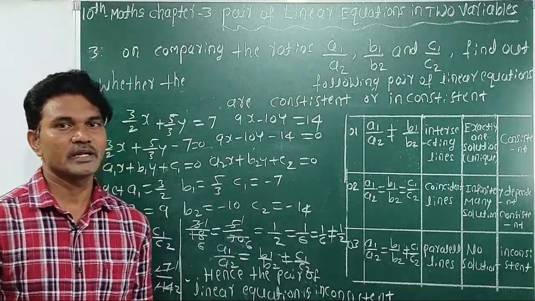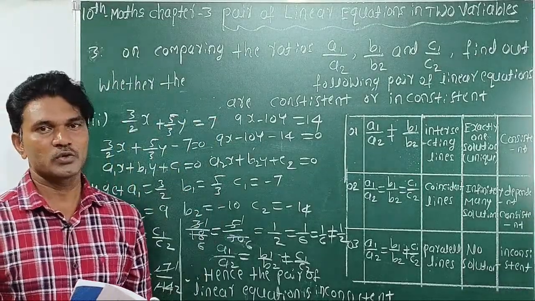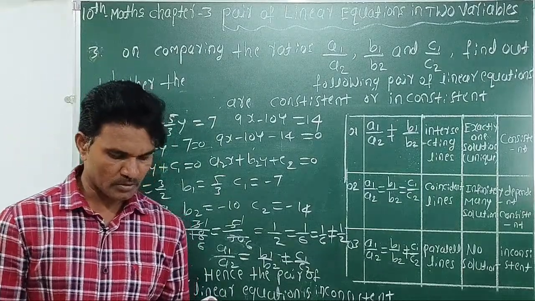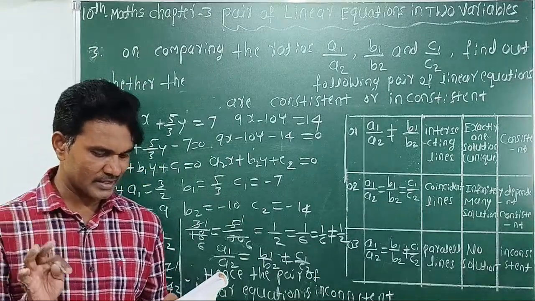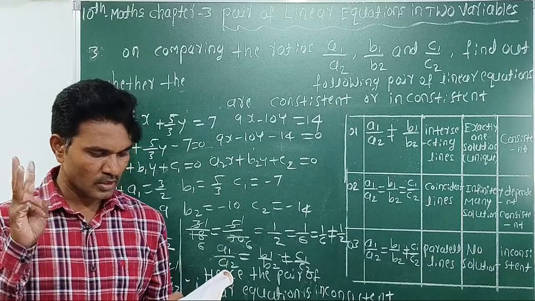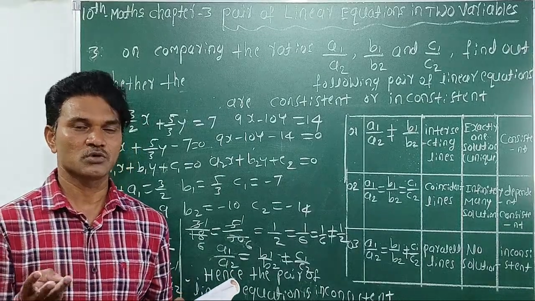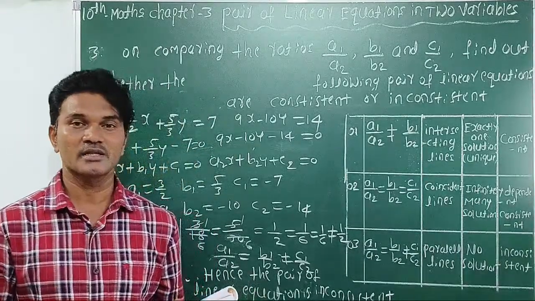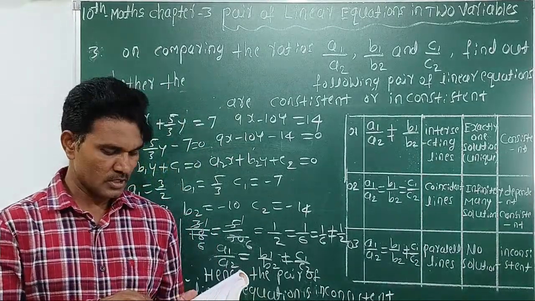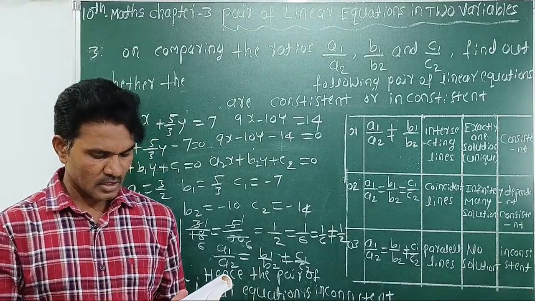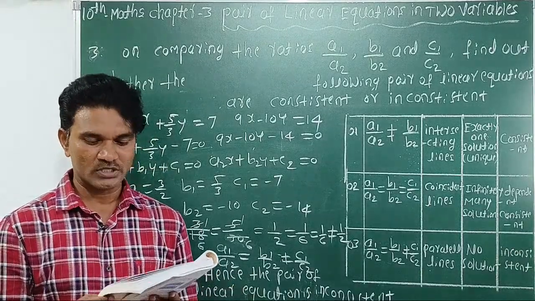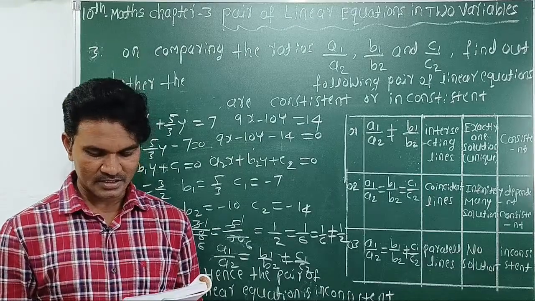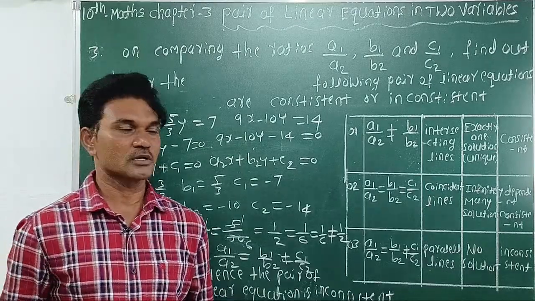In the same manner, you have to do another 2 problems. Except 2 problems, problem number 1 and 3, you have to do the remaining 3 problems as homework. And just now you have taken the screenshot of the 4th problem. Which of the following pairs of linear equations are consistent or inconsistent? If consistent, obtain the solution graphically.